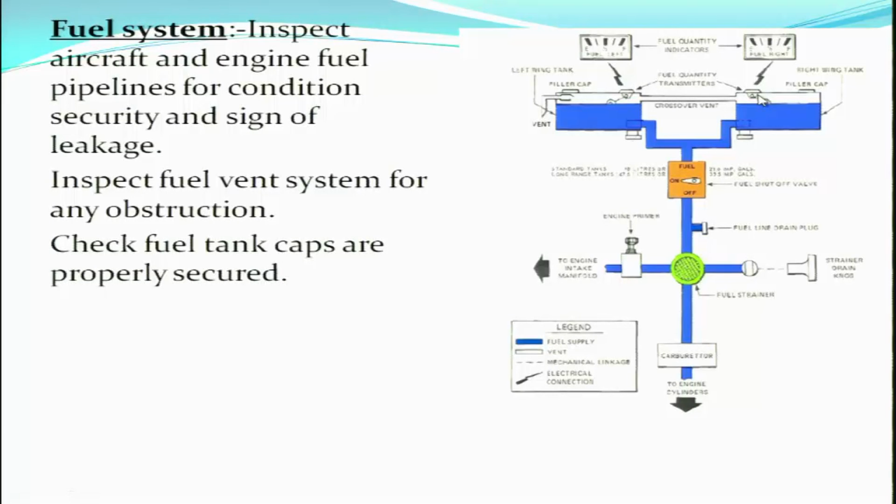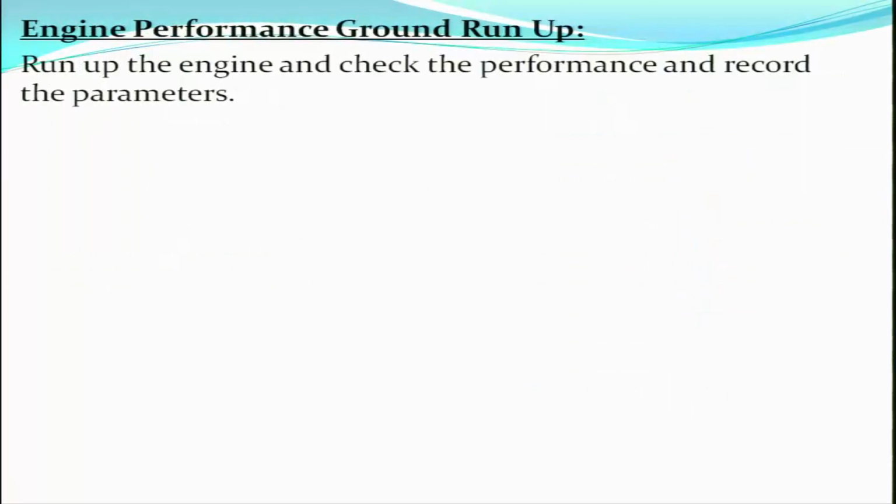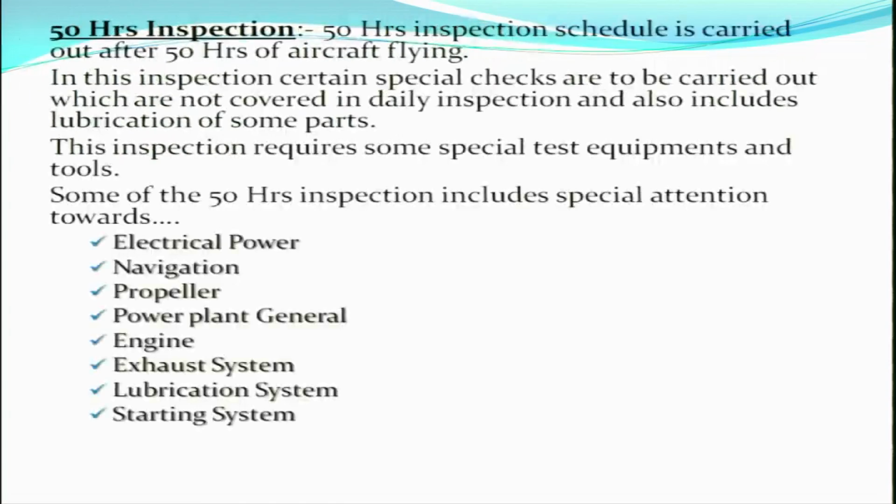You need to check whether all the lines are firmly in place and there is no leakage in the lines. All the drain points, we need to check whether the drain points are clear. All the vent lines are clear, there are no obstructions. After doing all this, a proper engine run-up is carried out, the performance of the engine checked and the parameters recorded. Next inspection is the 50 hours inspection.